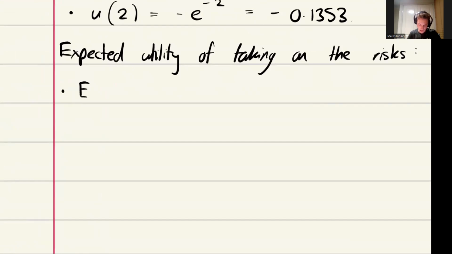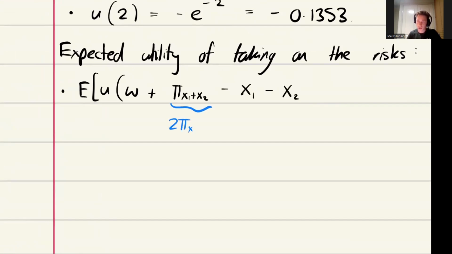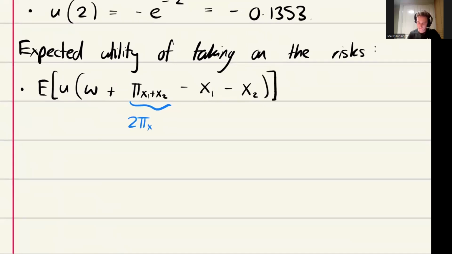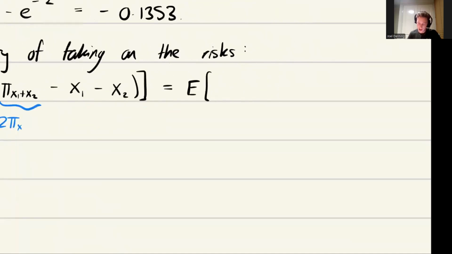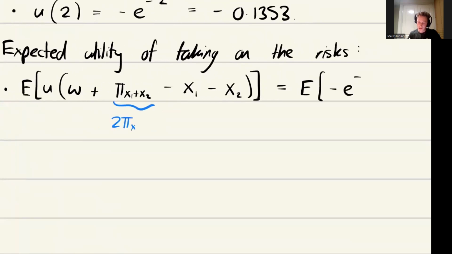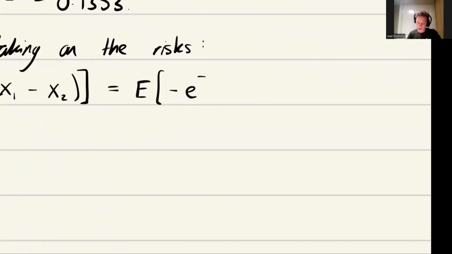So remember, that is going to be the expected value of the utility of our initial wealth plus the premium that we earn. So this is just 2 times the premium we found in the previous question. And then take away any claim payouts we have to make, which are random at the moment, right? So then all we're going to do to compute this is sub in our expression for the utility at this point. So negative e to the negative all of this stuff. So it'd be negative w minus 2 pi of x, and then plus x1 plus x2.